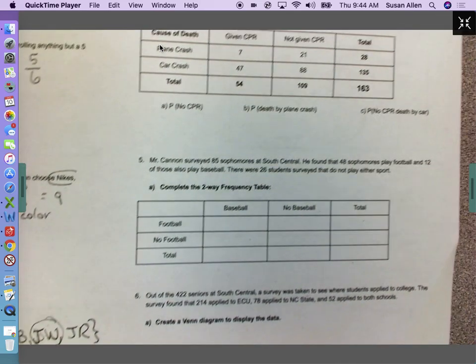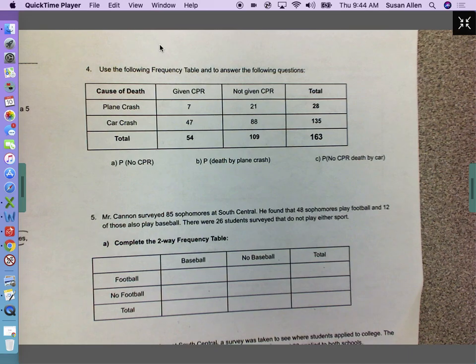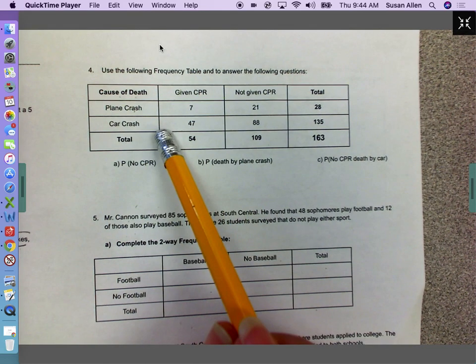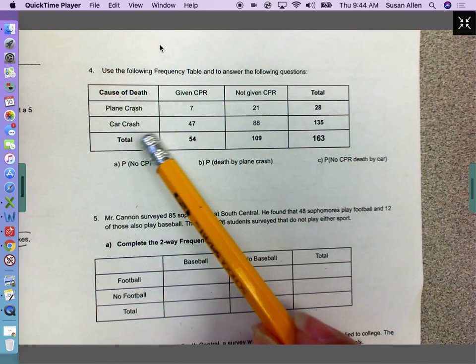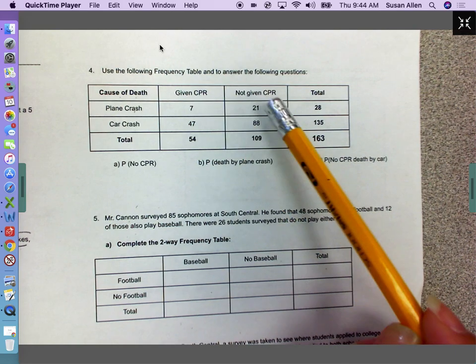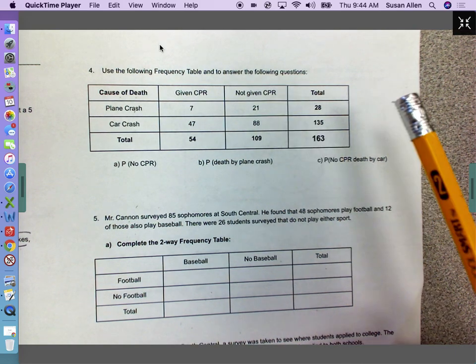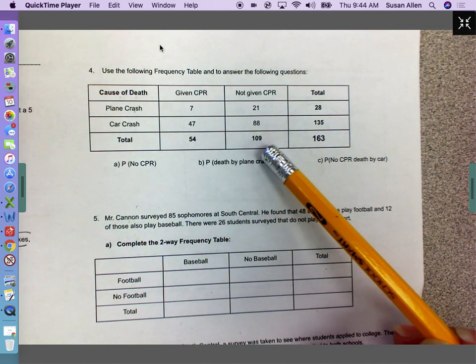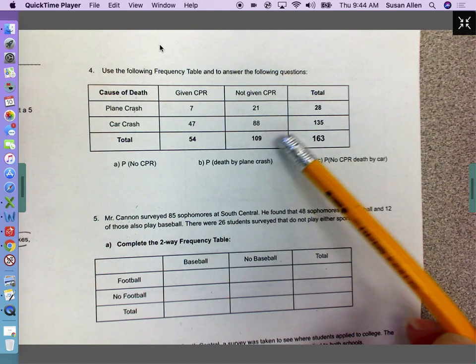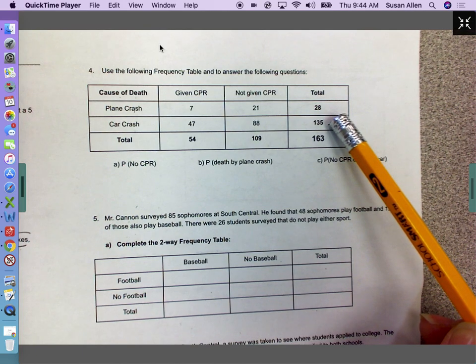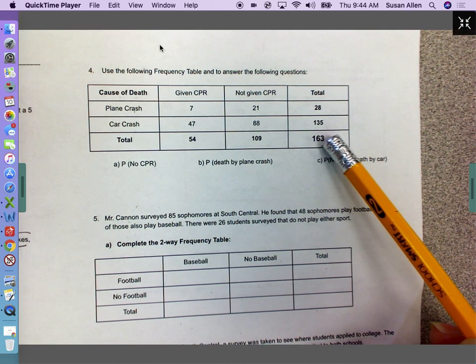Now moving over here to number 4, it says use the following frequency table and answer the following questions. So it says cause of death, plane crash and car crash, and we also have whether those people that passed away in a car crash or plane crash either were given CPR or they were not given CPR. We also have totals for each category. So there are 54 that were given CPR, 109 that were not given CPR, 28 that passed away in a plane crash, and 135 that passed away in a car crash, for a total of 163.